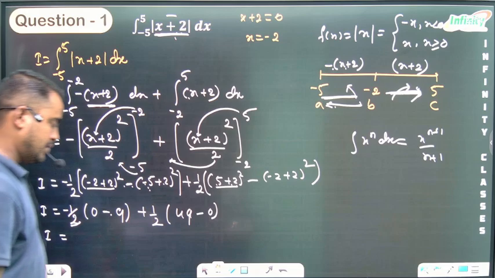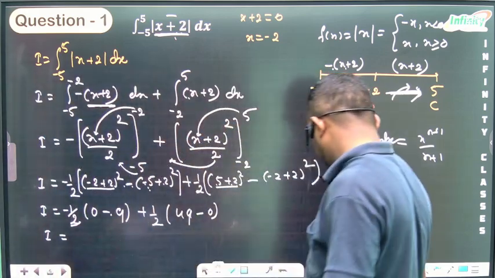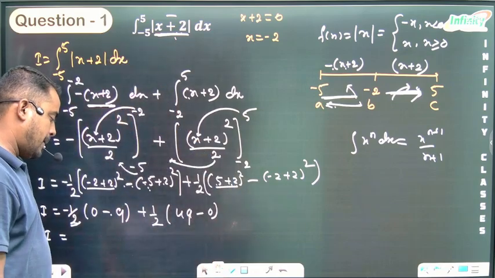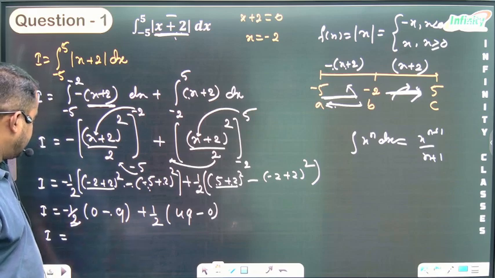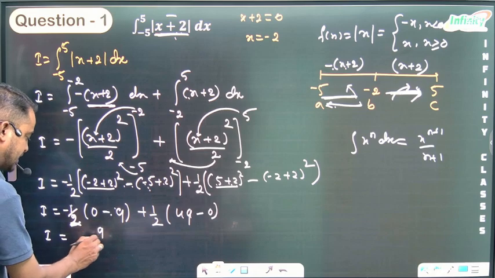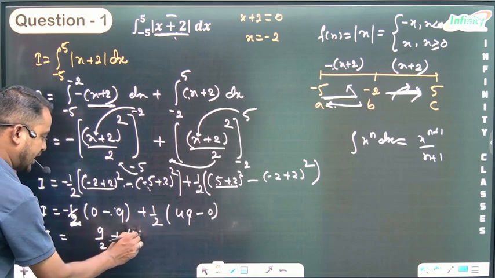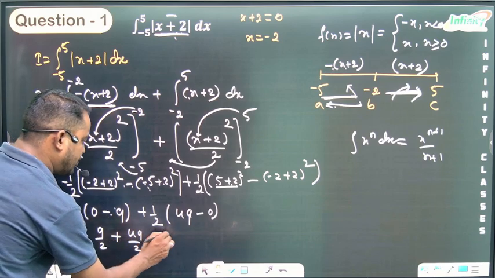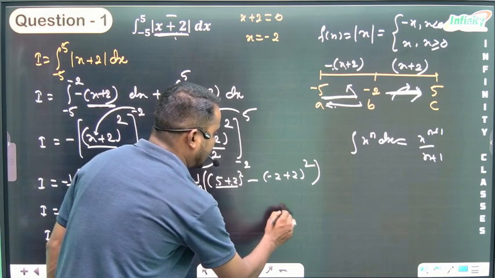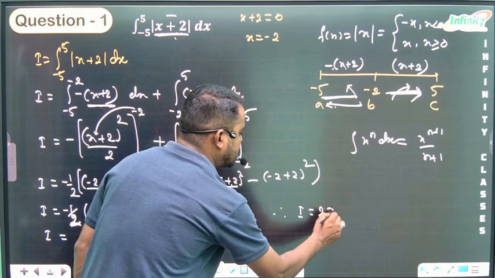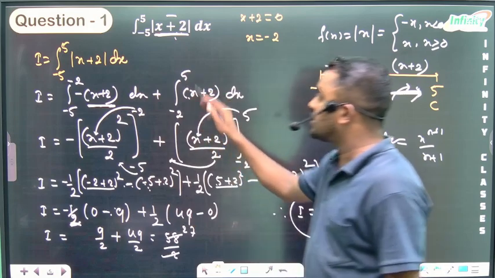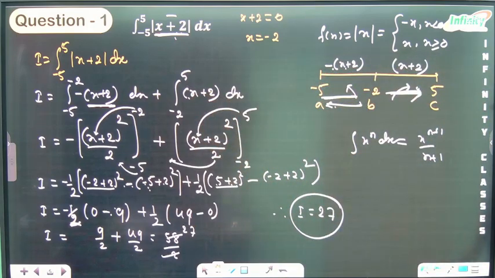Then I is equal to, simplify this one, minus into minus is plus, so this is 1 by 2 times 9, that is 9 by 2, plus 49 by 2, that is equal to 58 divided by 2, which is 29. Therefore I is equal to 29, the final answer for this question. So in this way we have to solve the problem. Pause the video and note it down.